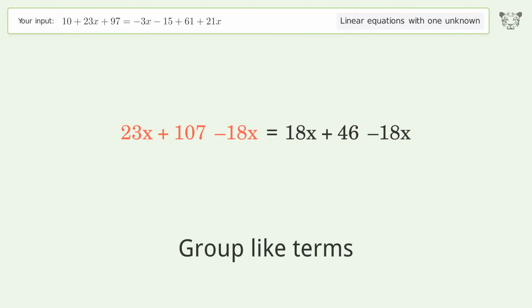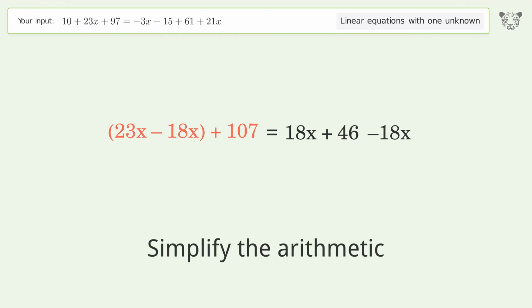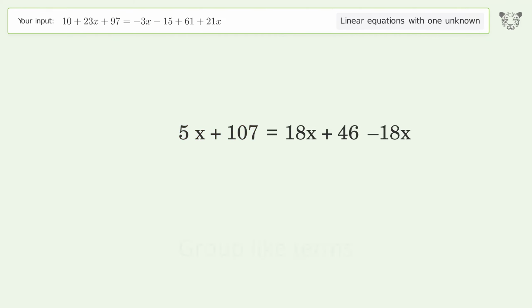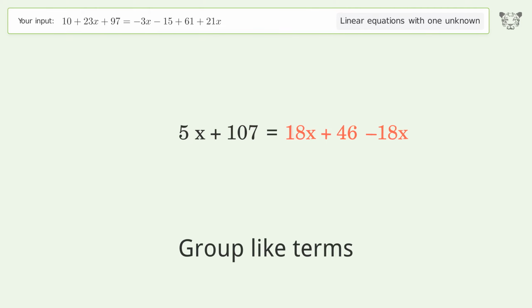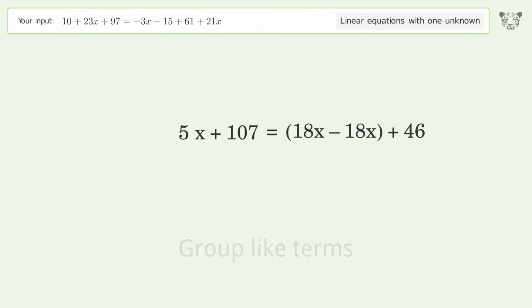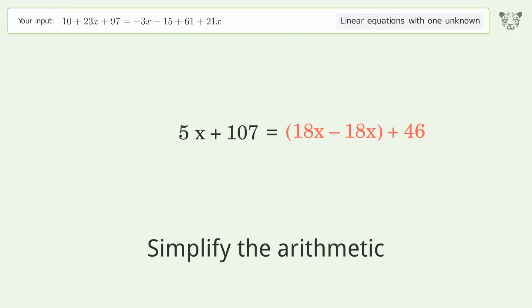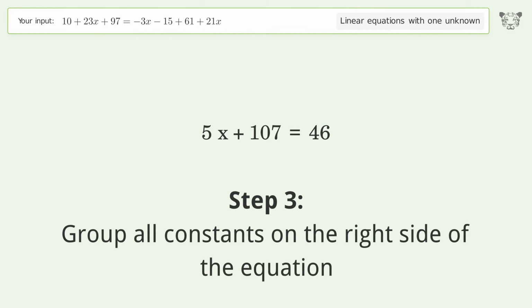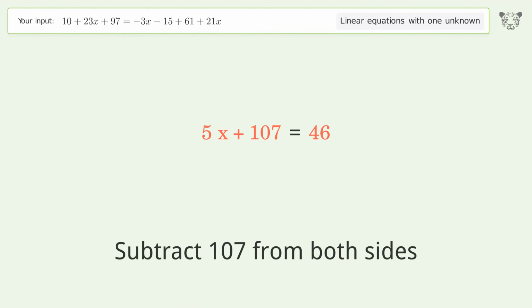Group like terms. Simplify the arithmetic. Group like terms. Simplify the arithmetic. Group all constants on the right side of the equation. Subtract 107 from both sides.